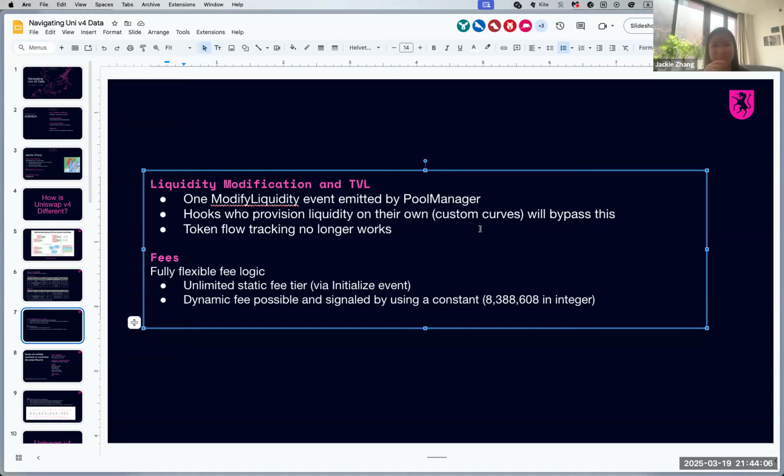And if you need to do TVL or any liquidity calculation on the pool level, this might create a headache for you. So that's something to flag.